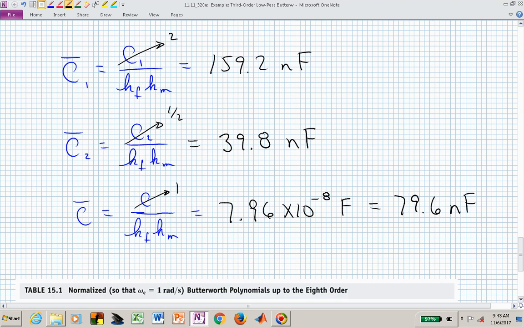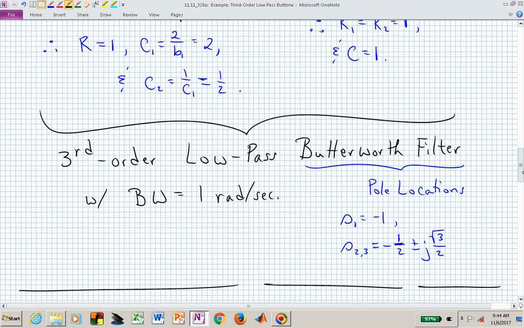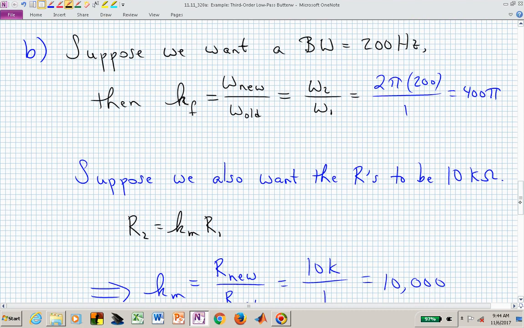So those are now our capacitor values that we would introduce into this same circuit structure, but now with different parameter values. All our R's are now 10K. C1 is 160 nanofarads. C sub 2 is 40 nanofarads. And C, up in the upper right, is the 80 nanofarads. And that's what we would need to do in order to accomplish a bandwidth of 200 hertz with a magnitude scaling of 10,000 for our particular impedance values.